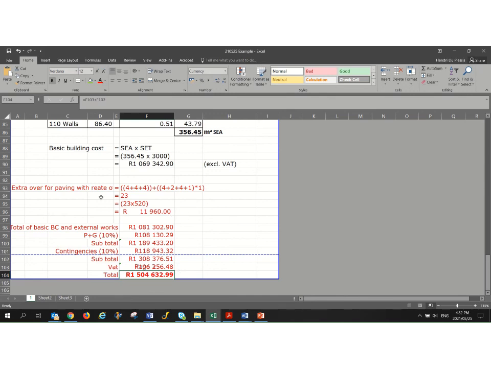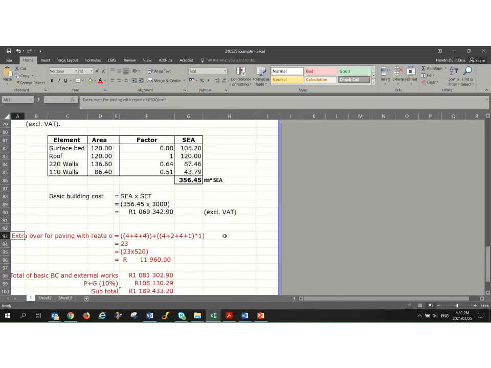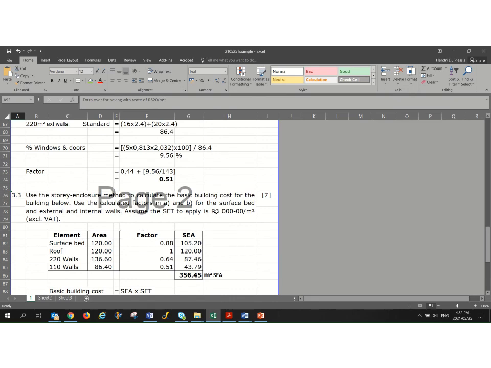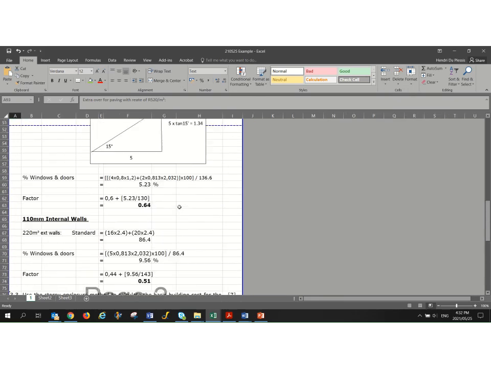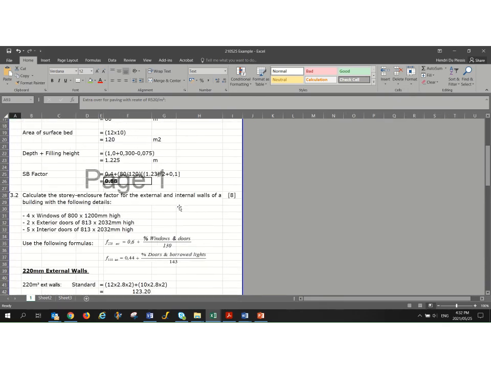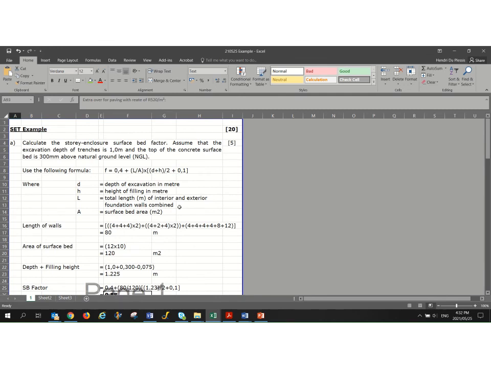So just take note, this might be an extra little section in the questions that might be asked. So yes, in short, that is how a typical example of the story enclosure method works. Very similar to example 5 of your study notes. And yeah, so work through this one. I think it should be a nice one to practice.